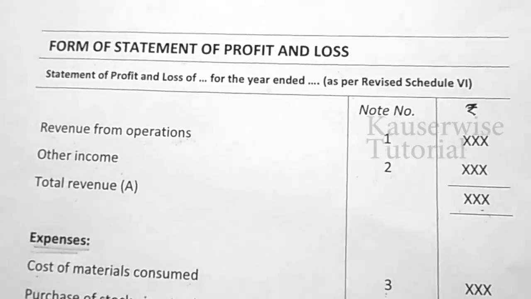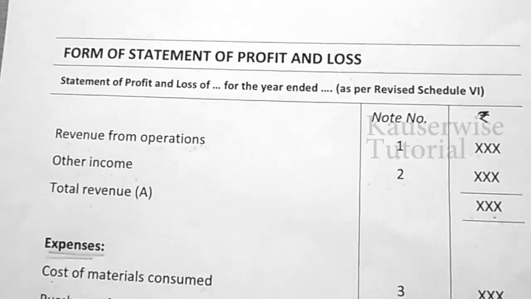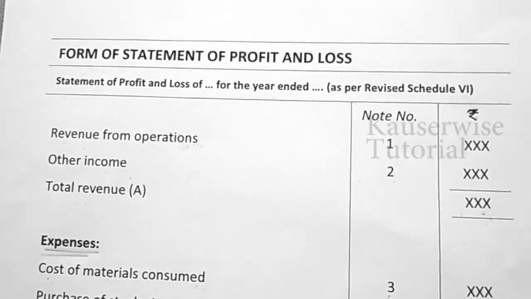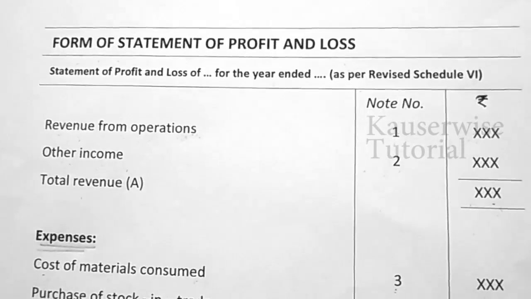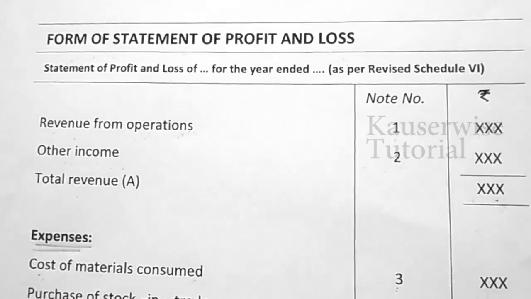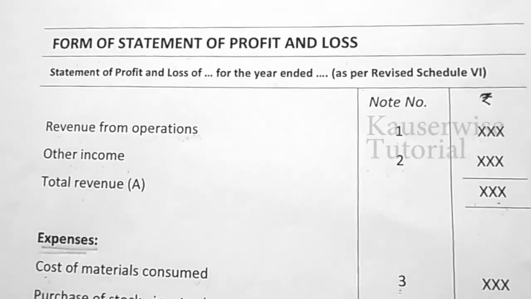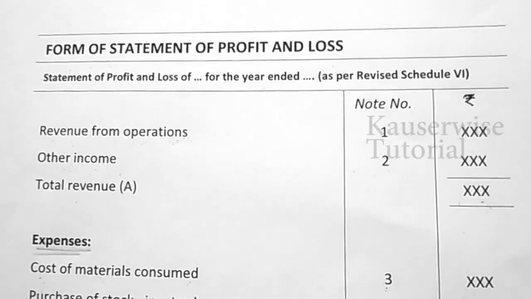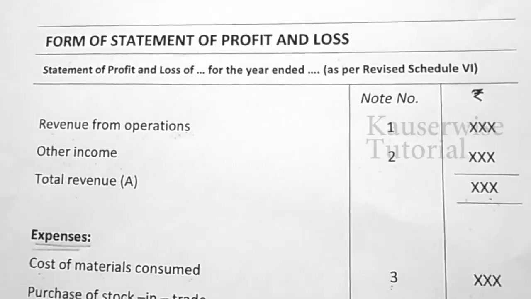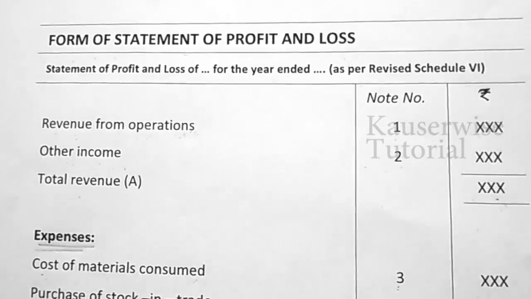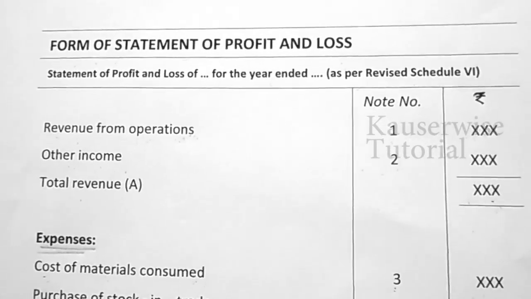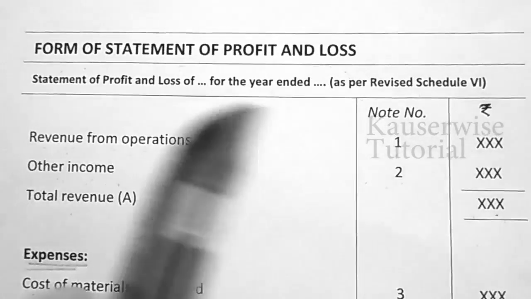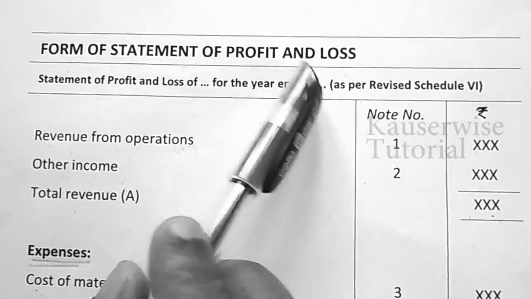But in the revised version, as per the revised Schedule 6, the statement of profit and loss and balance sheet have to be presented in the vertical format, that is, in the statement format. So now I am going to explain each and every content of the statement of profit and loss and balance sheet. See the format: form of statement of profit and loss.